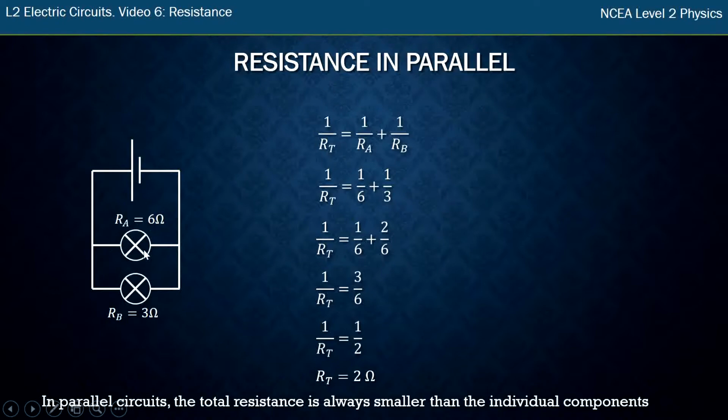If we have this resisting some electrons, but then we put another one in, the electrons have got a choice to go through one path or another path. Because you're opening up more paths, you're decreasing the total resistance. It's easier for the electrons to finally get through the circuit. And that's why the total is always less than the individual components.